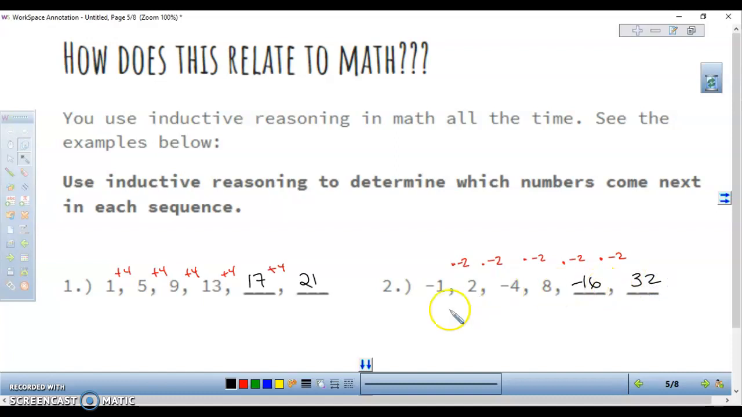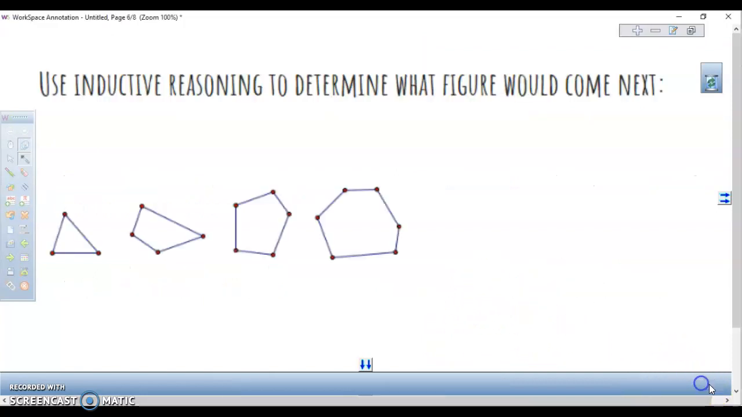So there you have it. We observed the data, we recognized a pattern, and we made a conjecture. Here's my conjecture for the first one: you know what? I think I just add 4 each time. Here's a conjecture for this one: you know what? I think I'm going to multiply by -2 each time. And then we followed through with those conjectures.